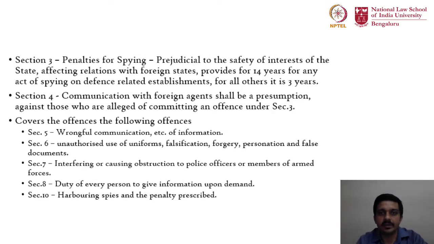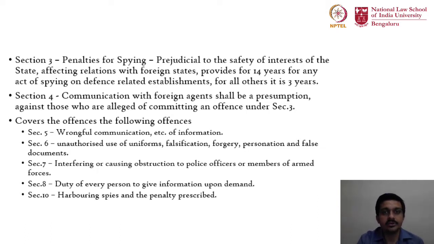Upon reading Section 7, it will be clear that the provision covers the offence for interfering or causing obstruction in the duty of the officers of the police or members of the armed forces of the Union government. Well, they are doing their duty of guarding, patrolling, or any other similar duties, as has been provided under Section 7. If you just look at the provision, you will see that there are certain essential elements that should be fulfilled for attracting the offence under this provision.